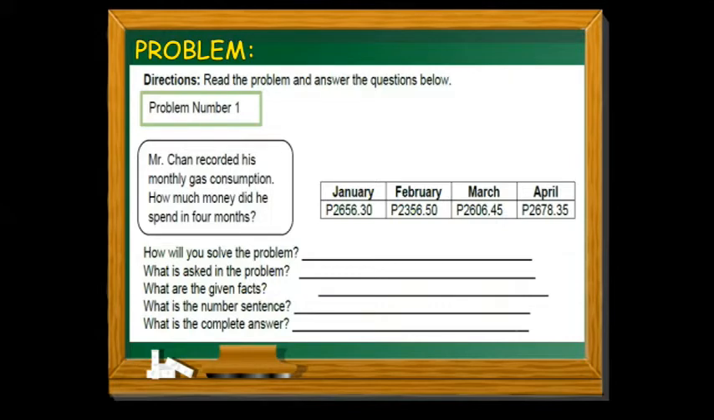So January, meron siyang 2,656 and 30 cents. On February, meron siya nagastos sa 2,356 and 50 cents. Noong March, 2,606 and 45 cents. And on April, 2,678 and 35 cents. Okay? So the first thing we need to do here is the first step we need to understand.